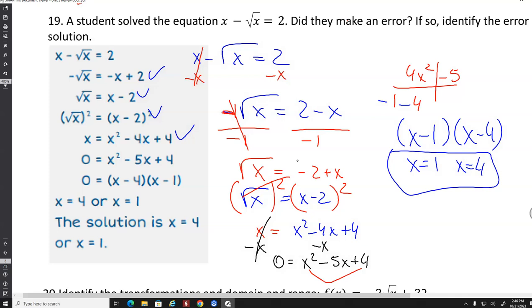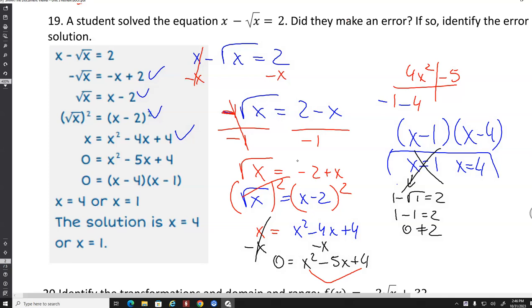Now, we need to check for extraneous solutions. That means we've got to plug it back into the original equation to make sure it works. So I'm going to go with the first one, which is x equals 1. So 1 minus square root of 1 equals 2. 1 minus 1 equals 2. 0 does not equal 2. So I can already say that x equals 1 is an extraneous solution.